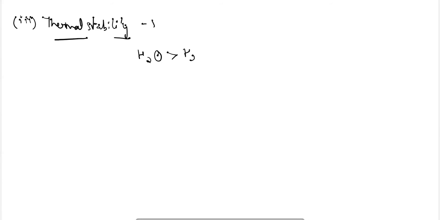Next is the thermal stability. So the thermal stability also decreases as we go down in the group. As we are moving down in the group, we will see that the thermal stability of the hydrides of group 16 elements will be decreasing.